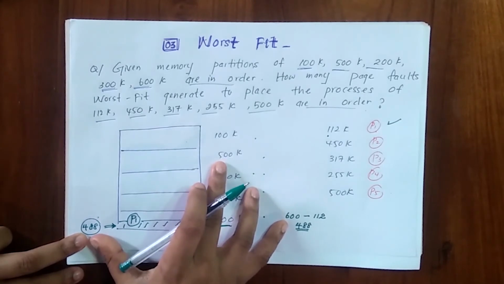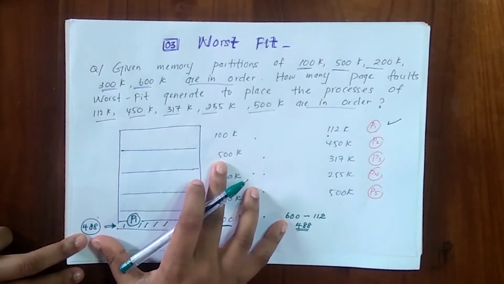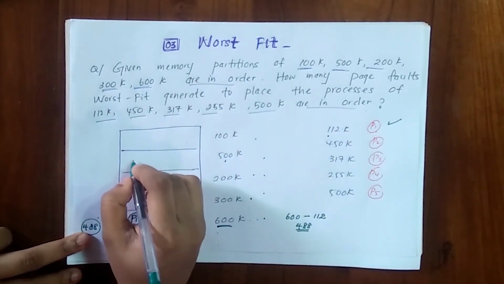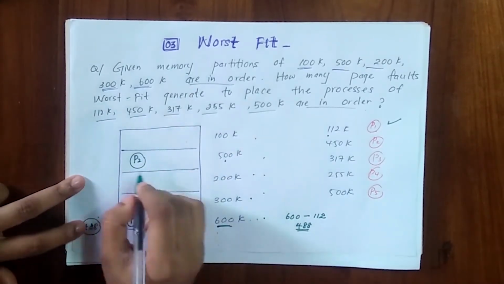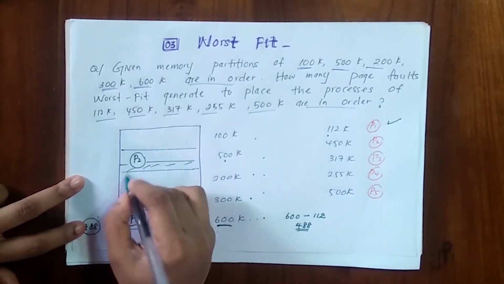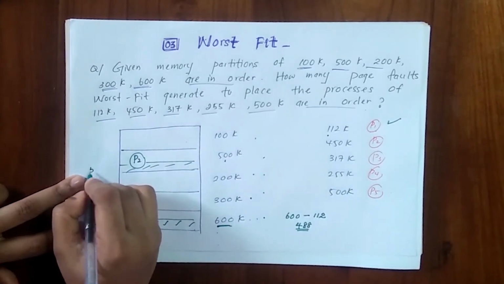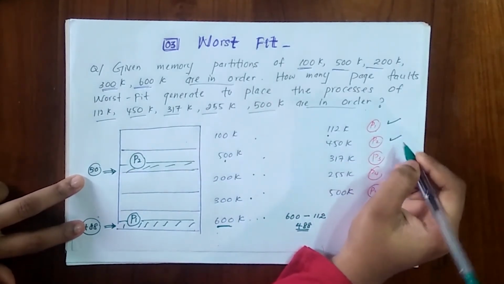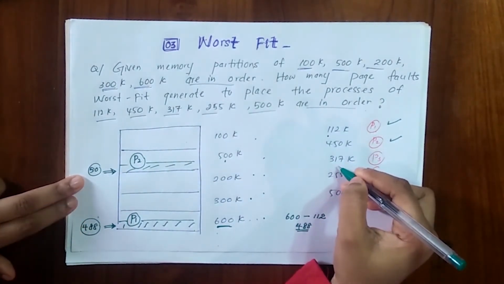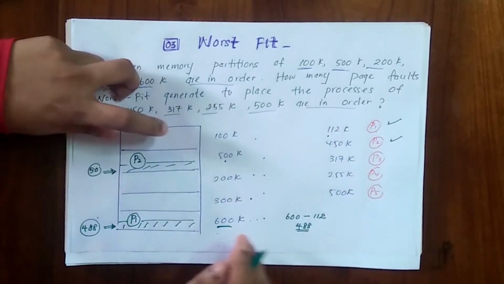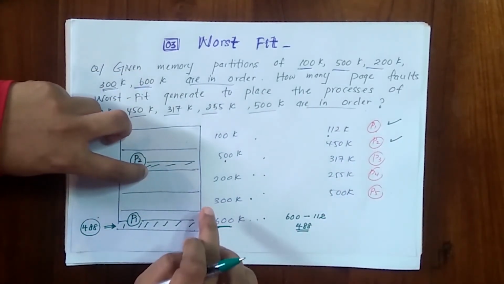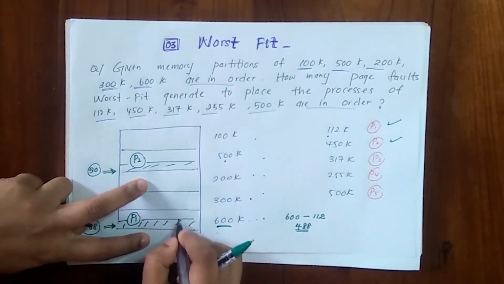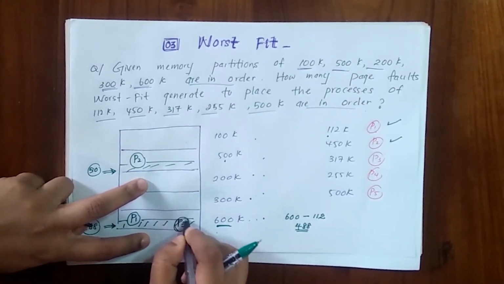So from these 2, which is the largest? Yes, obviously it is 500. So you can place P2 here and calculate the available space. It is 50. Done with P2, let's move to P3. 317. So you can't place it here, here or here, and can't place it here, but you can place it here. P3. Done with P3 as well.